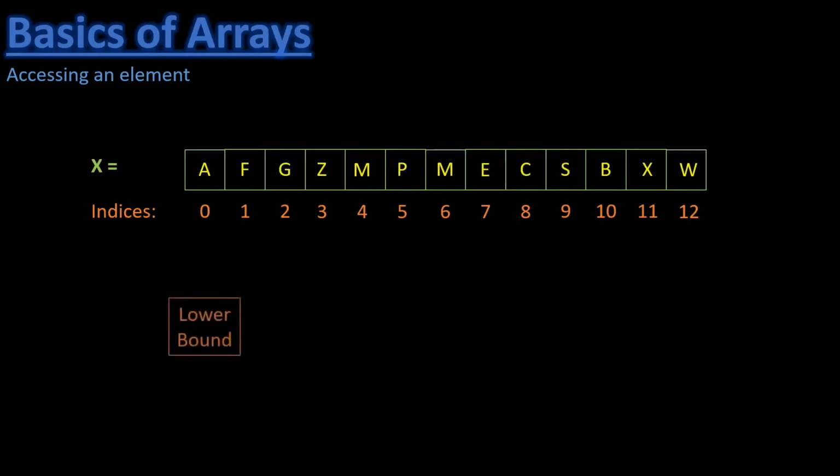The index of the first element in the array is called the lower bound. In this case, that would be 0. The index of the last element in the array is called the upper bound. Here, that would be 12.